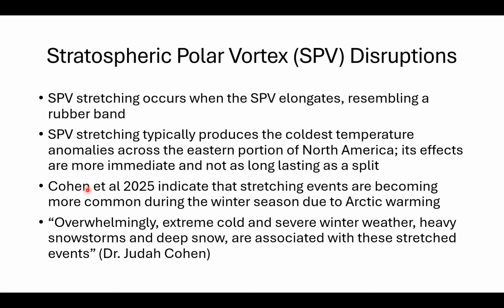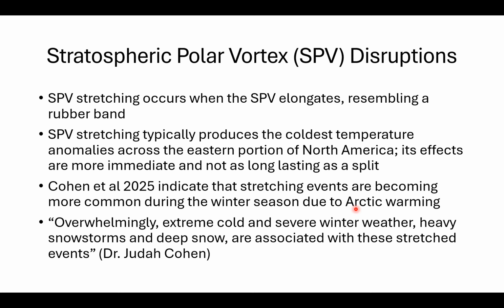Now, Judah Cohen et al. 2025, they just put out a research paper, in fact, a few weeks ago. They indicate in that research paper that stretching events are becoming more common during the winter season due to Arctic amplification, or this Arctic warming, where you're reducing the sea ice, right? The reduction in sea ice over the Barents-Kara seas generally results in the establishment of a blocking upper ridge over the Ural Mountain area, and that is associated with a deeper Eastern Asian trough.